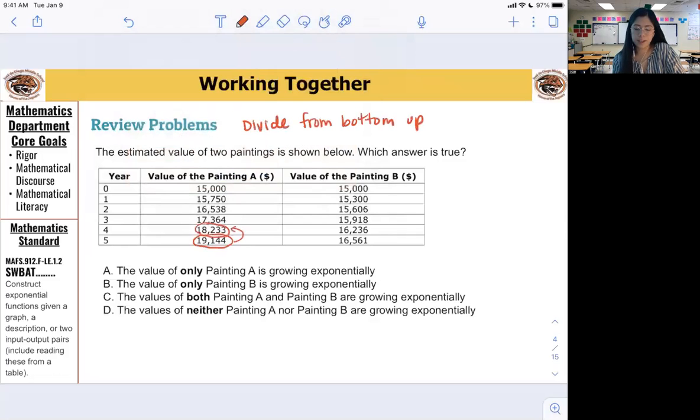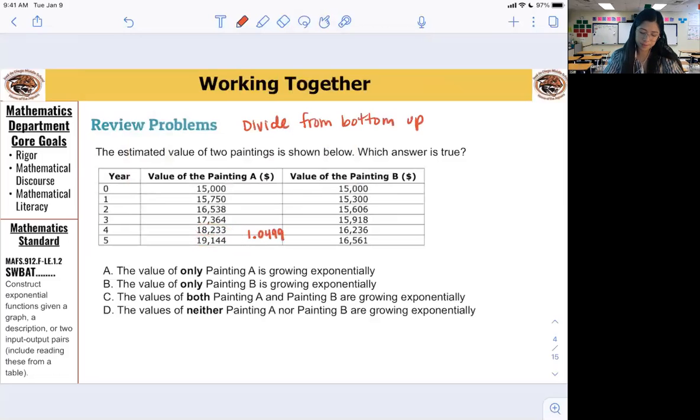So I'm going to be doing 19,144 divided by 18,233. And I got 1.0499. And I kind of mentioned this the last time we did this, but we really want to make sure you write as many decimal spots as possible. So, and then don't simplify it until later. Don't round until later. So for now, I'm just keeping it pretty long, 1.044499.